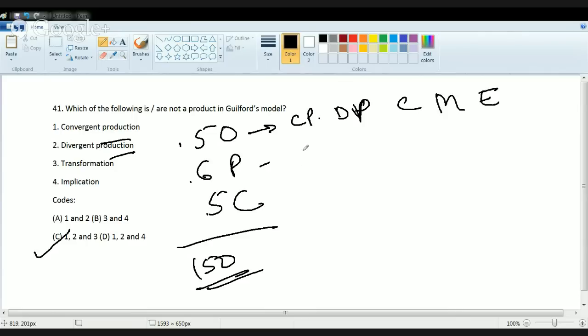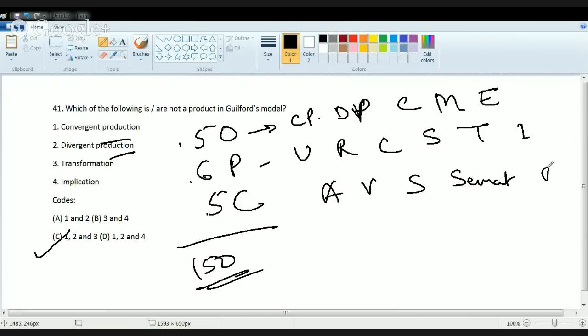Now for products, you have units, relations, classes. Then you have systems, transformations, and implications. And finally, you have 5 kinds of contents. That is auditory, visual, symbolic, semantic, that is understanding, and behavioral. So these are the things which are considered under the Guilford's model.